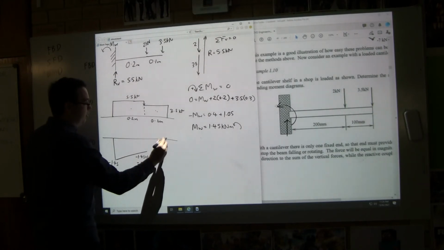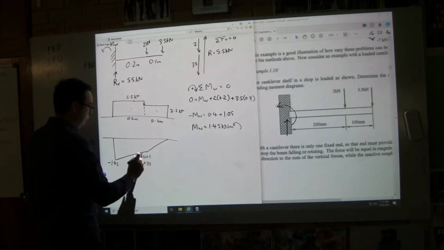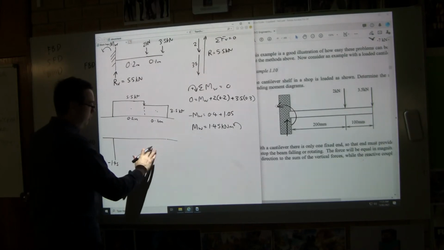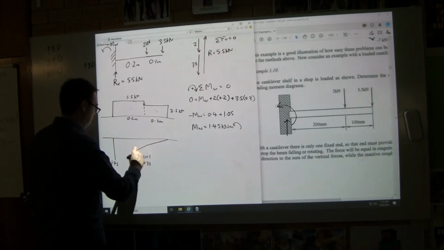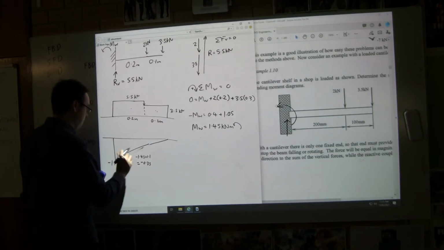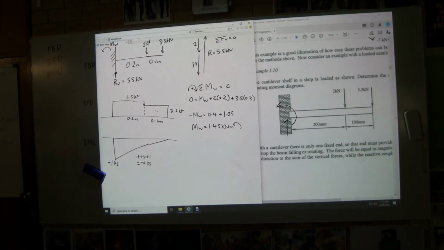And then finally, what's this area? 0.35. I don't think I drew the steepness of my curve properly. It should be more like that. It looks something like that. So that's how you draw a cantilever beam.